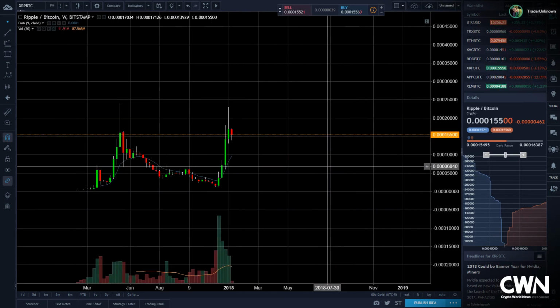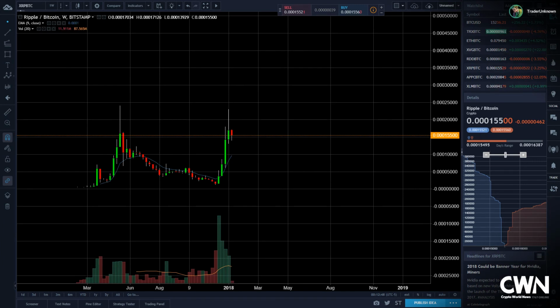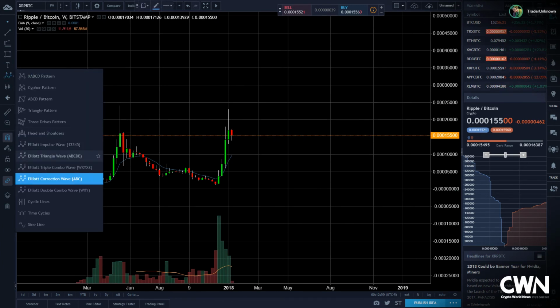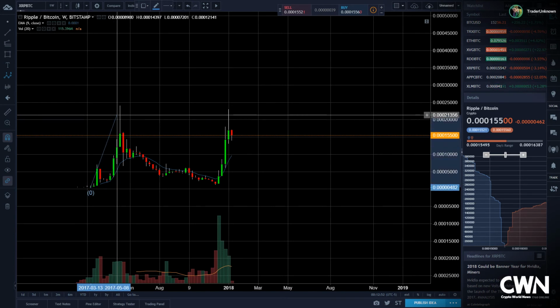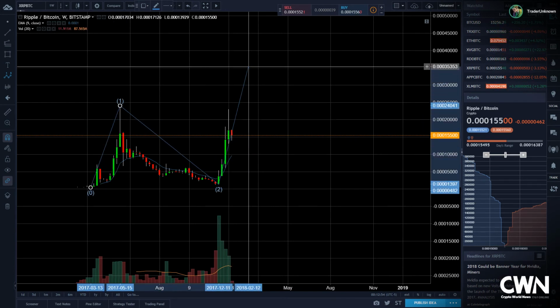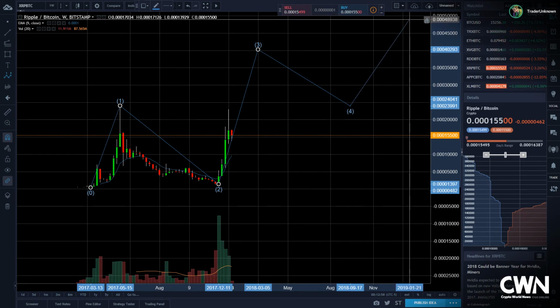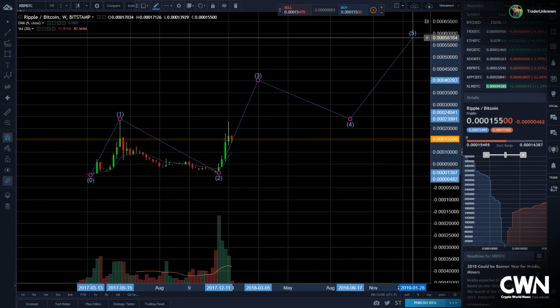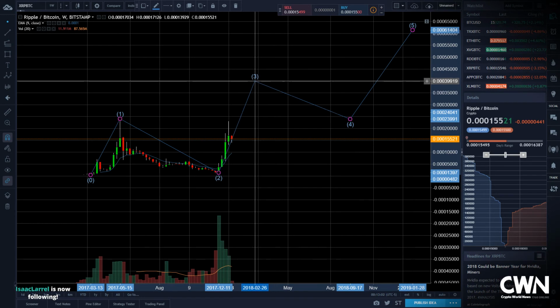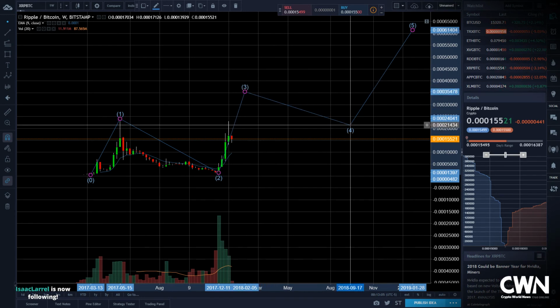But again, if we look at the weekly chart, I will just draw out the fib structure that I currently see. We got our 1, 2 here, 3, 4 for pullback, and fifth wave higher. Something like that.